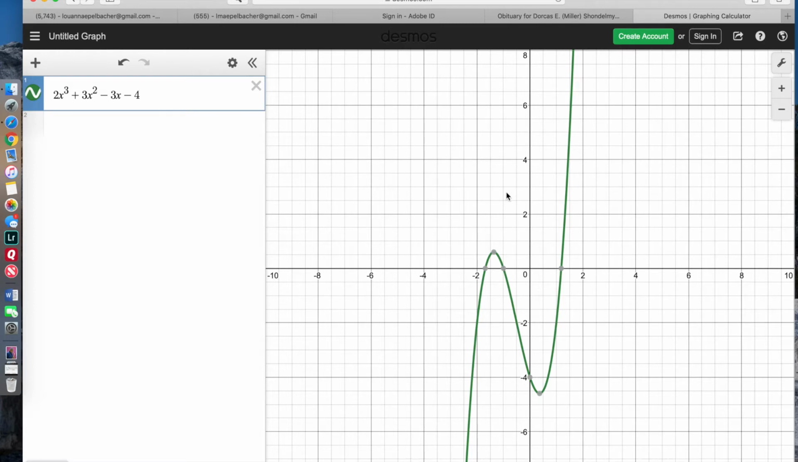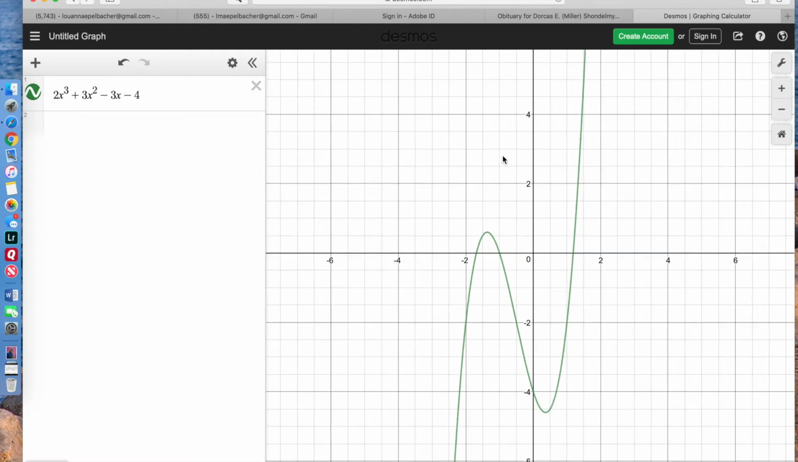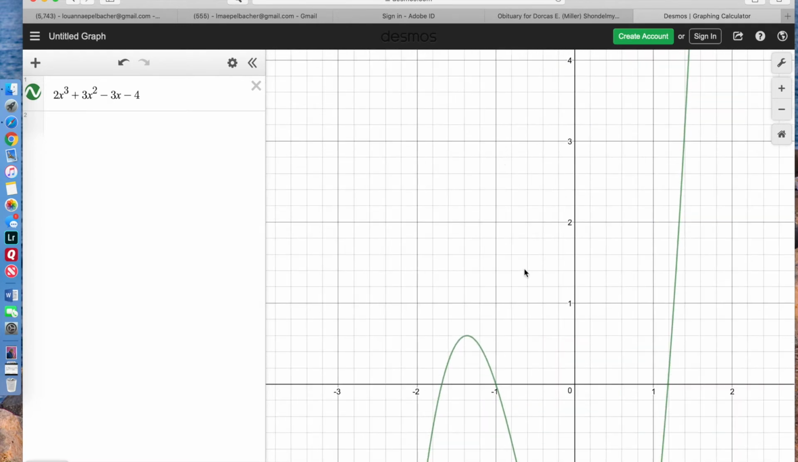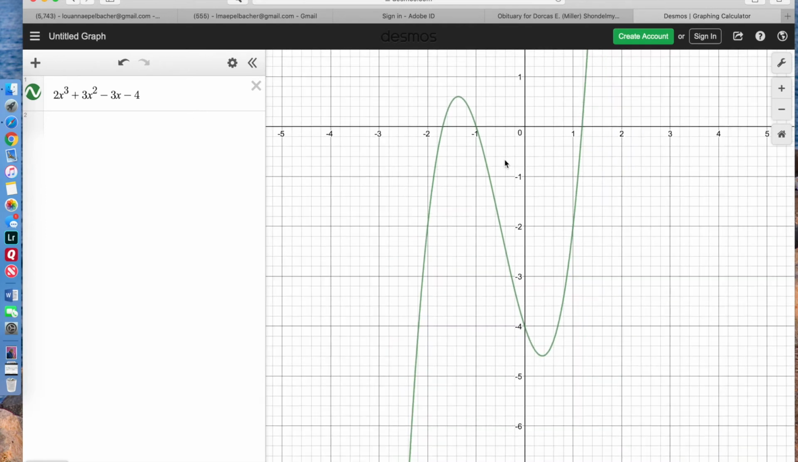And then the question asks for the turning points. So all you're going to do is find the turning points. Ooh, I zoomed in and out really fast. Didn't mean to do that. There we go. That's what I was looking to do. The turning points are just your relative mins and maxes.